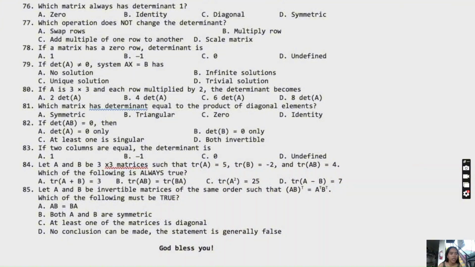That's given. So number 77, which operation does not change the determinant? The answer is letter C. Add multiple of one row to another. That is one among the elementary row operations, as we can see in Gauss-Jordan elimination, right? So now let's proceed to number 78.